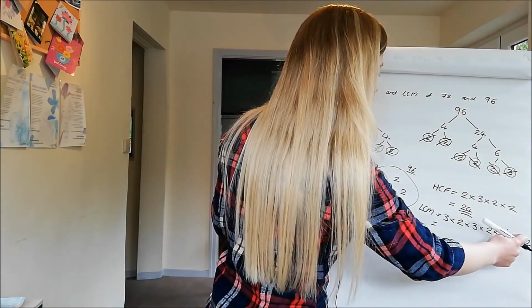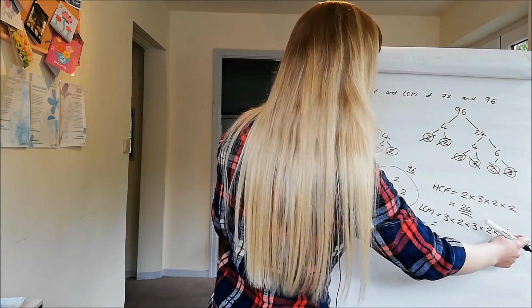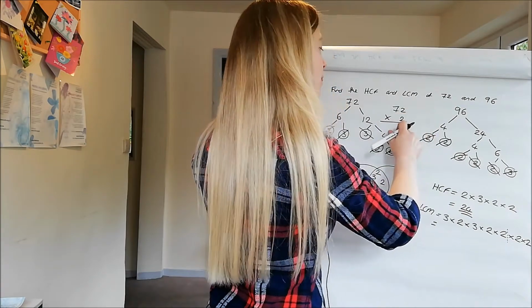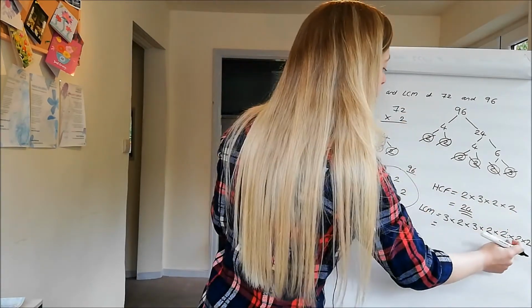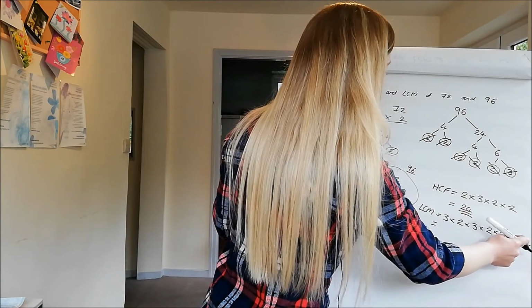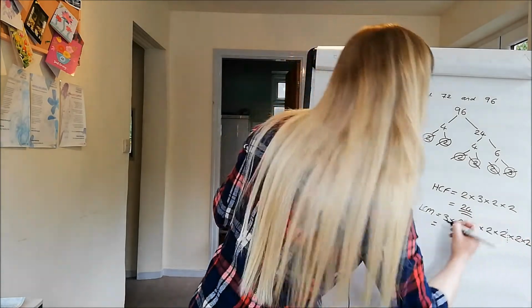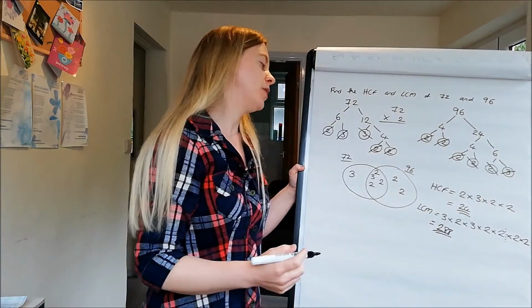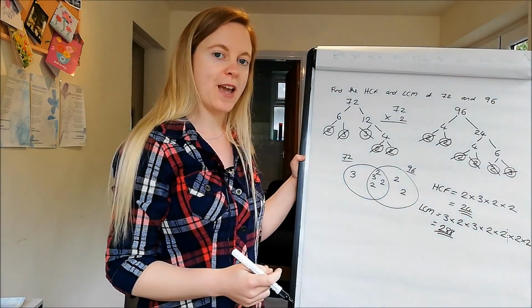72 times 2 is 144. And if you don't know that and you needed to work it out like 72 times 2, that's absolutely fine. So timesing 2 again gives us 144. And then timesing 144 by 2 gives us 288. So our lowest common multiple there is 288.